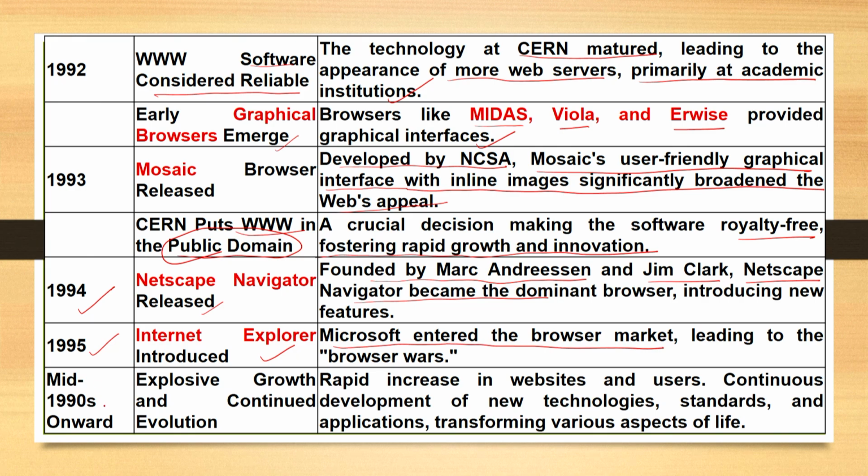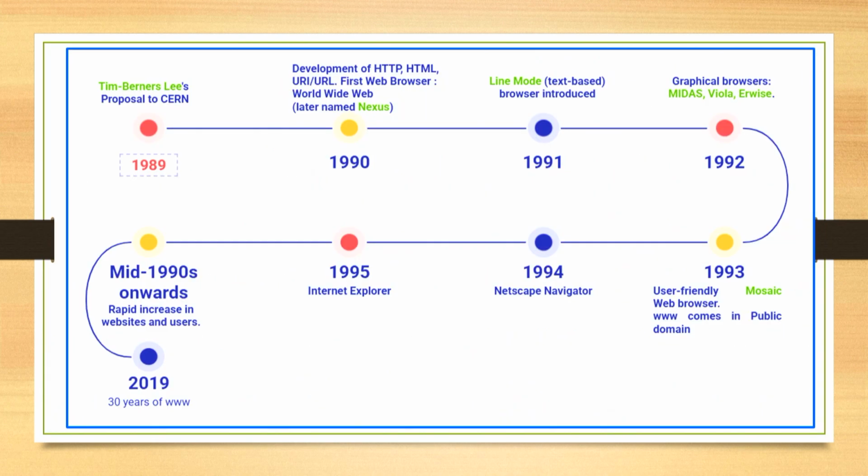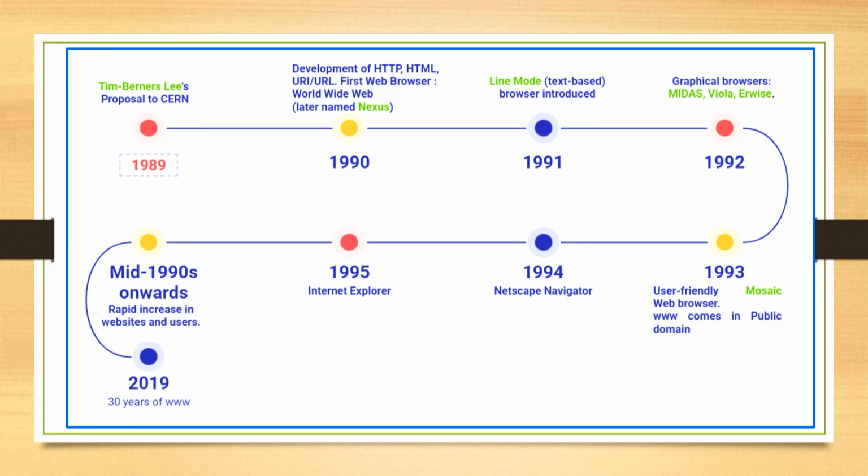From the mid 1990s onward, there was explosive growth and continued evolution, which caused a rapid increase in websites and users. There's a continuous development of new technologies, standards and applications transforming various aspects of life. So this diagram shows how the WWW changes with the years, or you can say the change in the WWW or the internet over the years.